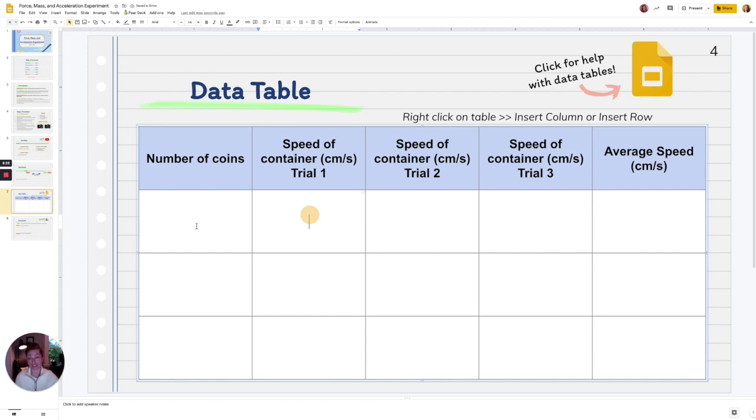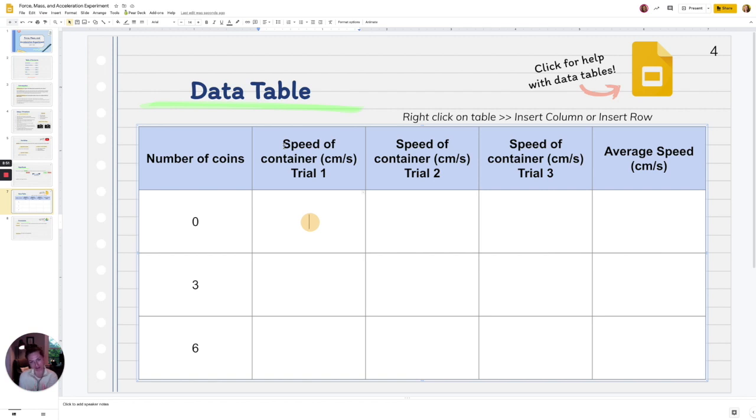So my number of coins, in my first condition, there are no coins in the container. My second one, there are 3. In my third condition, there are 6 coins in the container. Now in the data table, it's asking for speed, but the thing I'm actually measuring in my experiment is time. How many seconds does it take for the container to travel 50 centimeters?